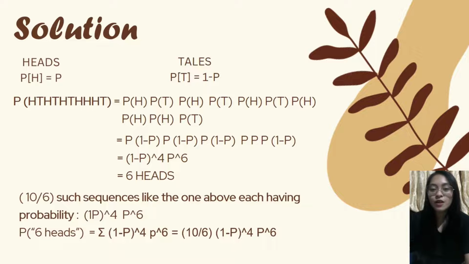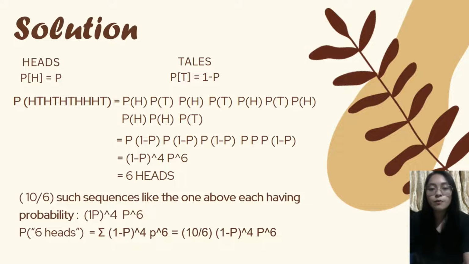So the probability of getting exactly 6 heads is going to be equal to the summation of those individual probabilities of then choosing 6 sequences. This means that if I were to add all of those probabilities over all of those 10 choose 6 sequences, I get 10 choose 6 times (1 minus p) to the 4 times p to the 6.